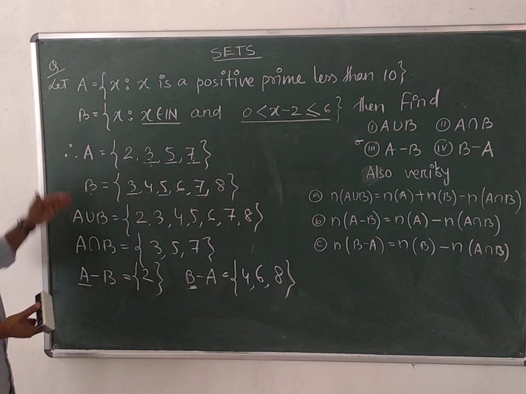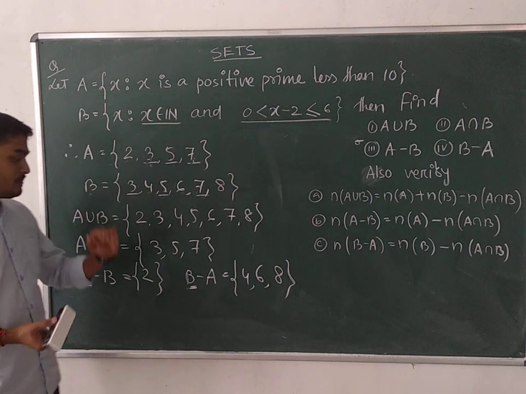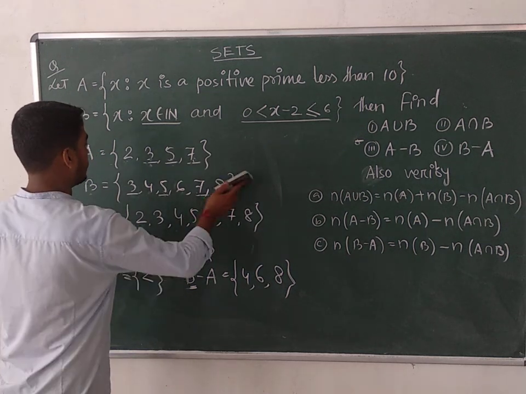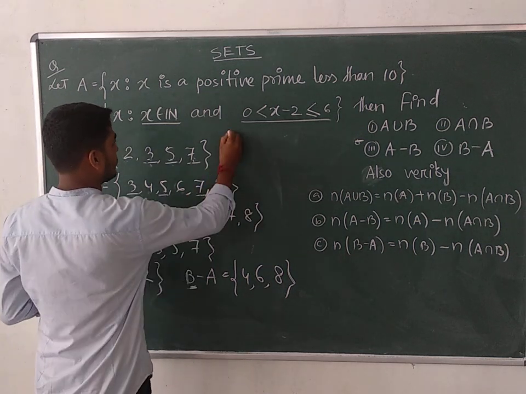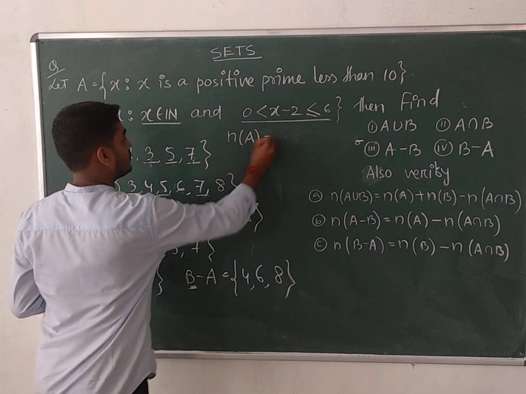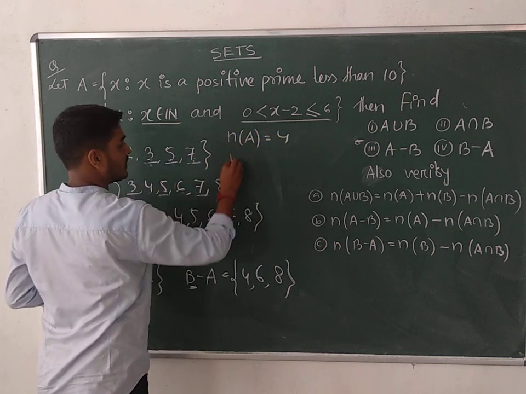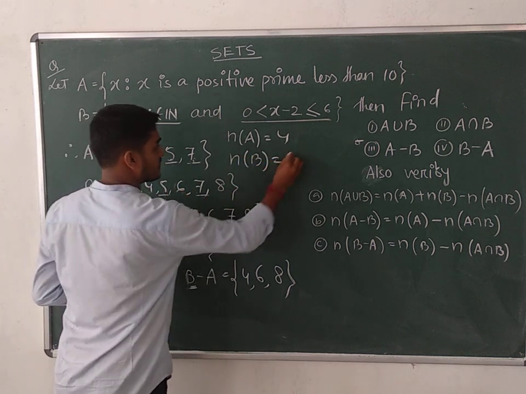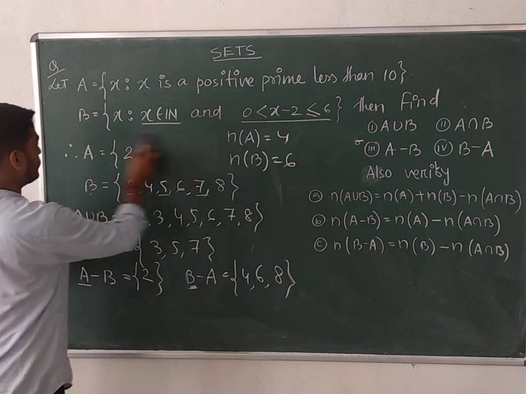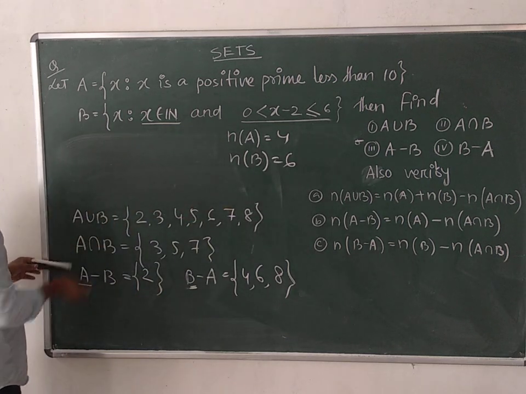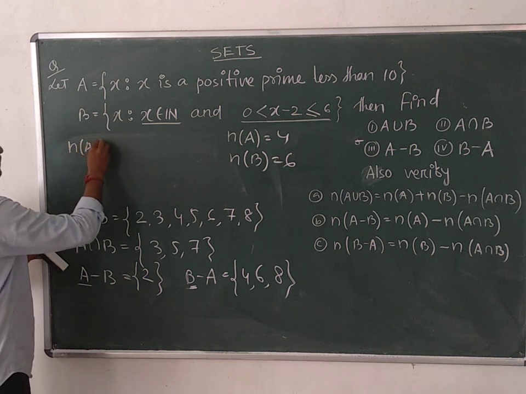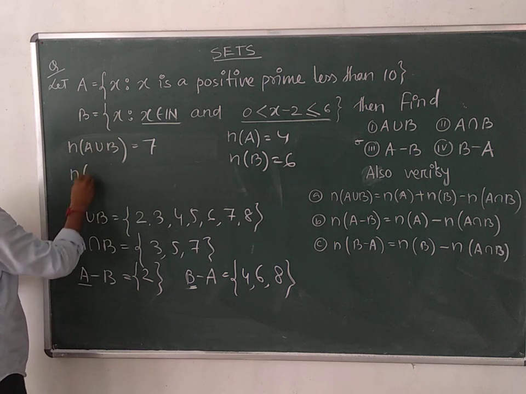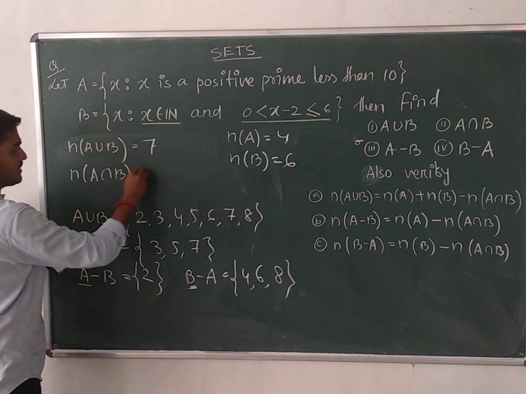These are the values of A union B, A intersection B, A minus B and B minus A. Okay. So I think you can easily have the idea. What is the number of elements in A? We can easily write down: number of elements in A is 4, number of elements in B is 1, 2, 3, 4, 5, 6. Okay, we can easily write it down. Number of elements in A union B is 7.